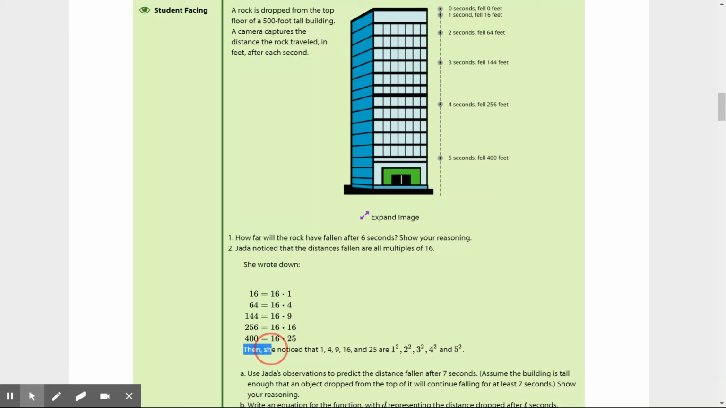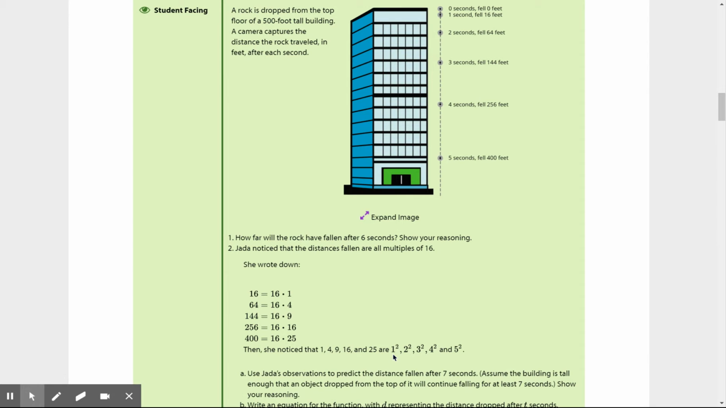This is the part that really intrigues me, though. It says, then she noticed that 1, 4, 9, 16, and 25, the numbers that are given to us right here, are 1 squared, 2 squared, 3 squared, 4 squared, and 5 squared. So those numbers are increasing in increments of 1, even though they're being squared, so it's truly not by 1, but the number that we're squaring, 1, 2, 3, 4, those are increasing by 1. So if I were to predict something, I don't know.